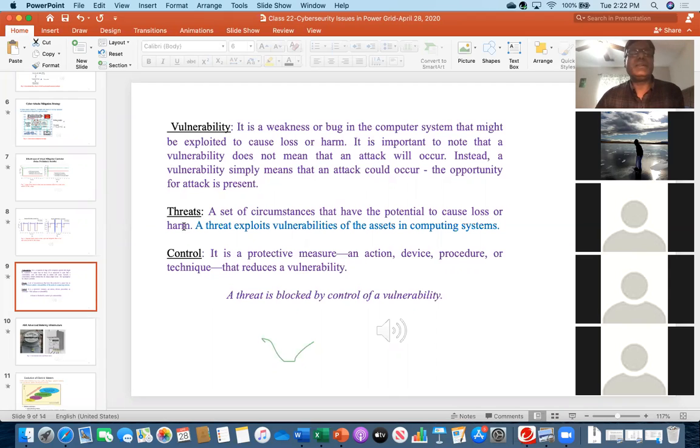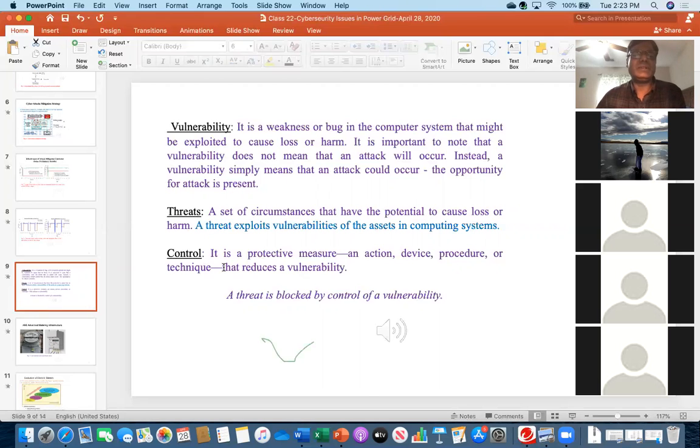Now, what does the terminology threat mean? A threat is a set of circumstances that have the potential to cause loss or harm, and a threat exploits vulnerabilities of the assets in a computing system. Now, you have a lot of vulnerabilities in your system. Your computer has not crashed, your data is not lost or harmed. But if something happens every day, this means it's a huge threat. That is the meaning of the threat: the set of circumstances that has the potential to cause loss or harm.